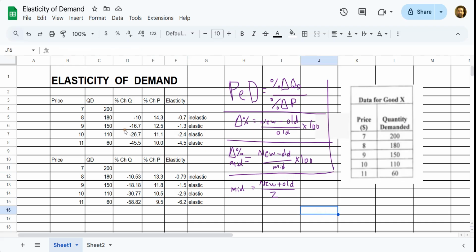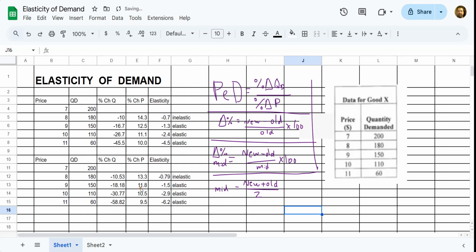Well, now we can probably end it here. This is just calculating the elasticity in Google Sheets, and that's how to set up your spreadsheet, whether you're not using the midpoint method or using the midpoint method. You just follow those steps, and you too can set up your elasticity calculator.